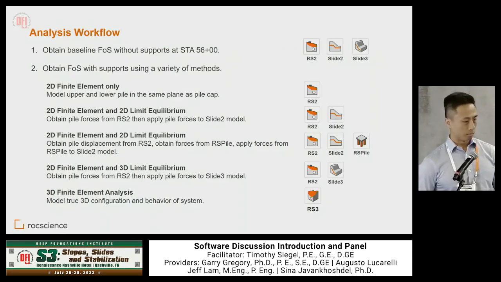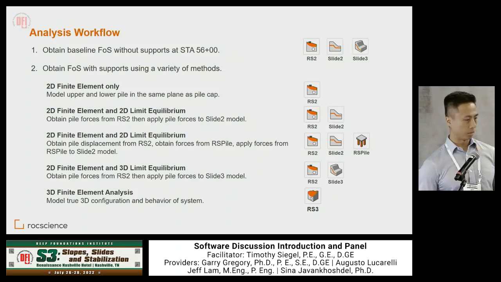So yeah, I'm not going to introduce the problem. It's been introduced a few times already, so I'm just going to talk about our workflow. I'm going to start off by just showing how we analyze the problem using Slide 2, RS2, and Slide 3. We're going to obtain our baseline factor of safety, and then we're going to add our supports using the methods that you see here.